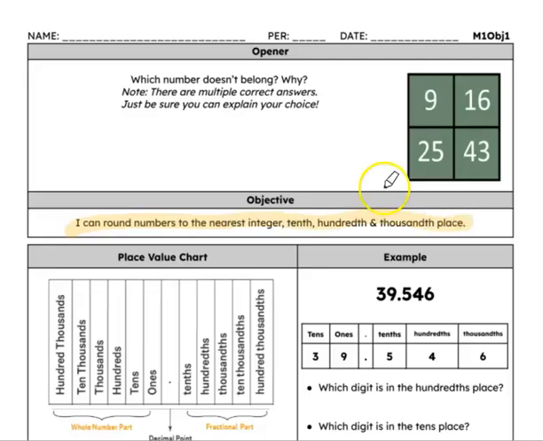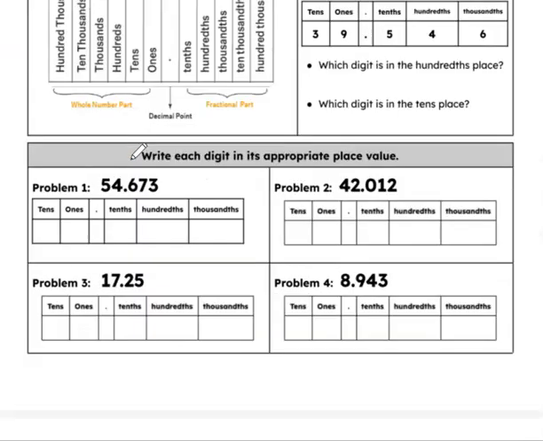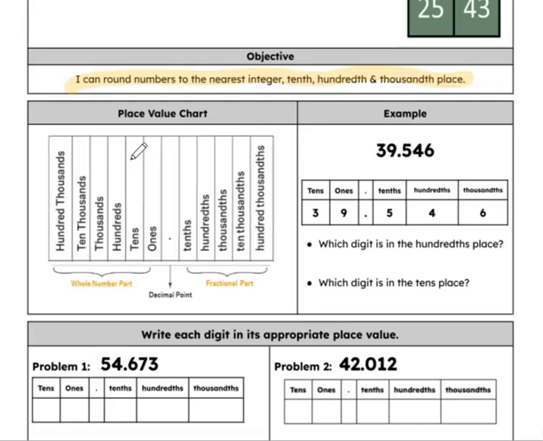This may be review if you have done this before, but regardless, we are going to start with this lesson here. So you can see here is a place value chart where you see the decimal point. You can see to the left it goes the ones place, then the tens place, then the hundreds place, thousands, 10,000s, 100,000s. To the right of the decimal are the tenths, hundredths, thousandths, 10,000ths, and 100,000ths.